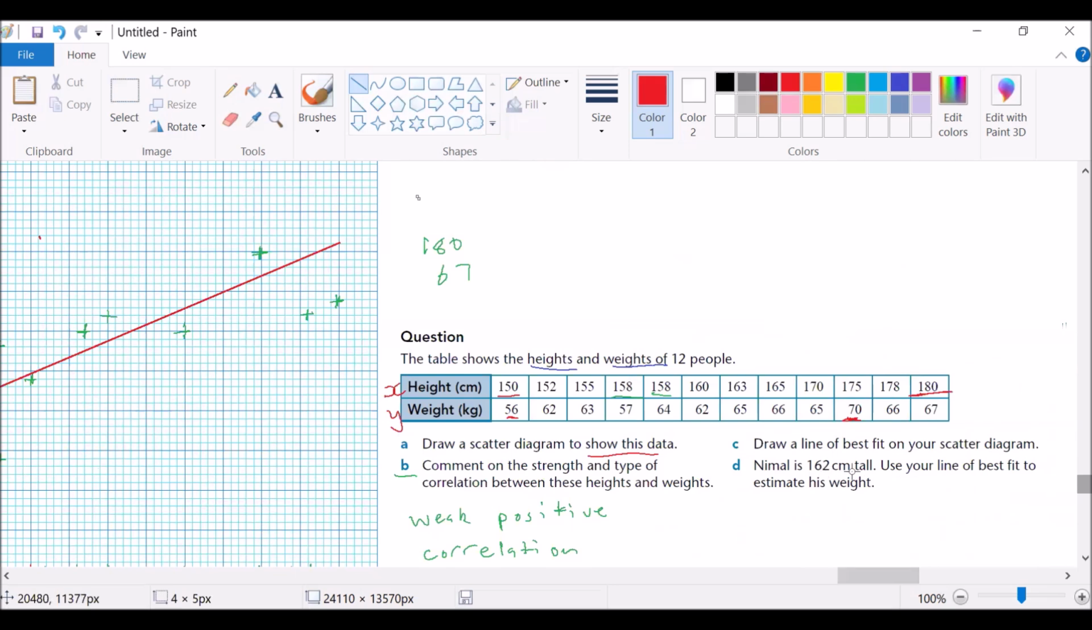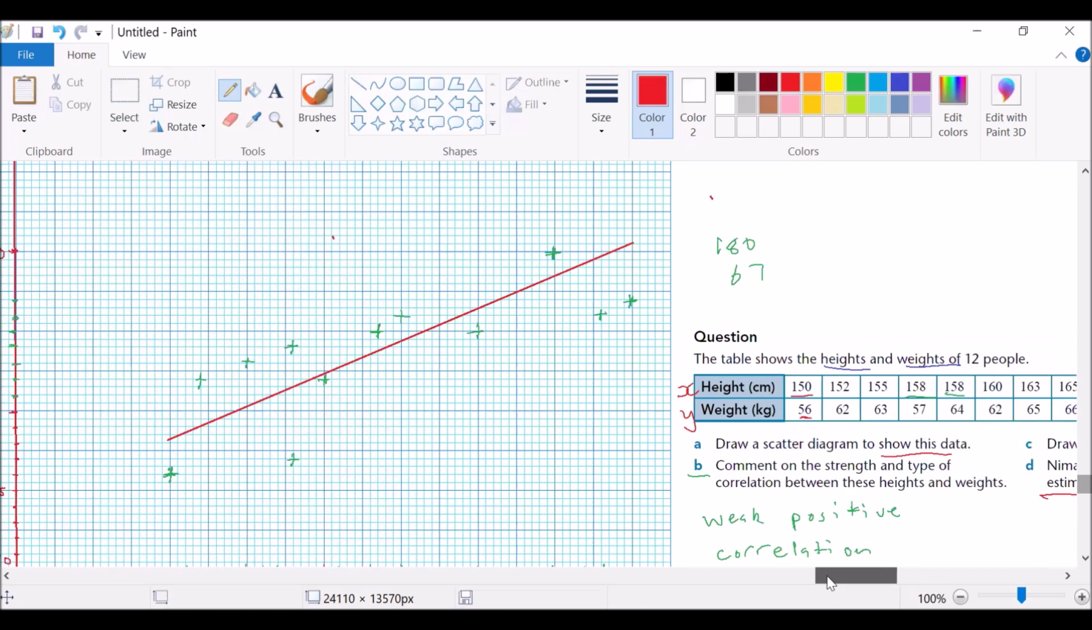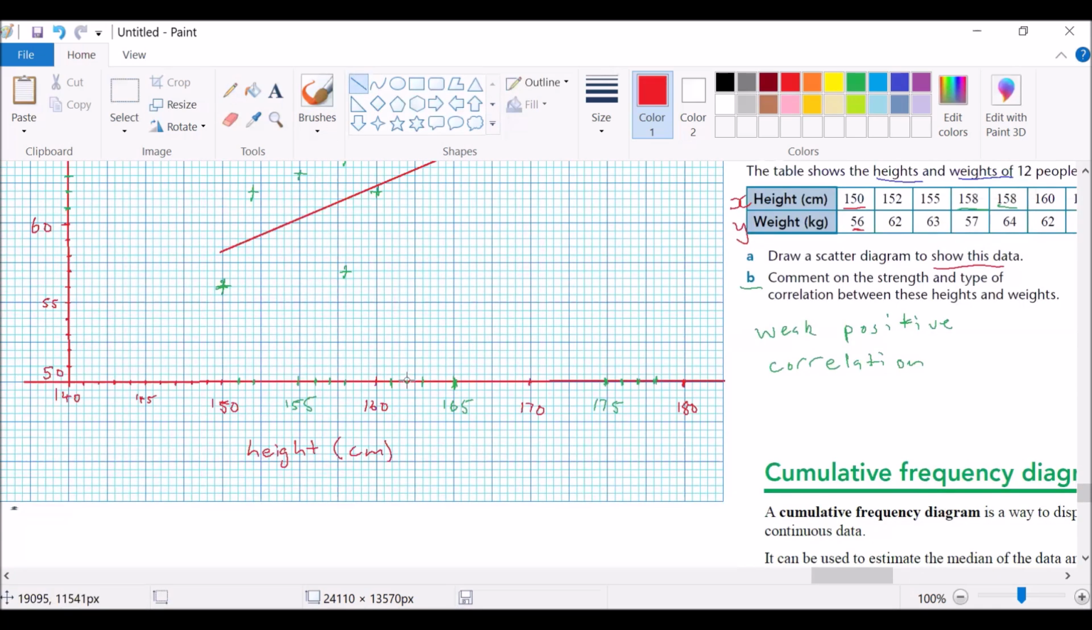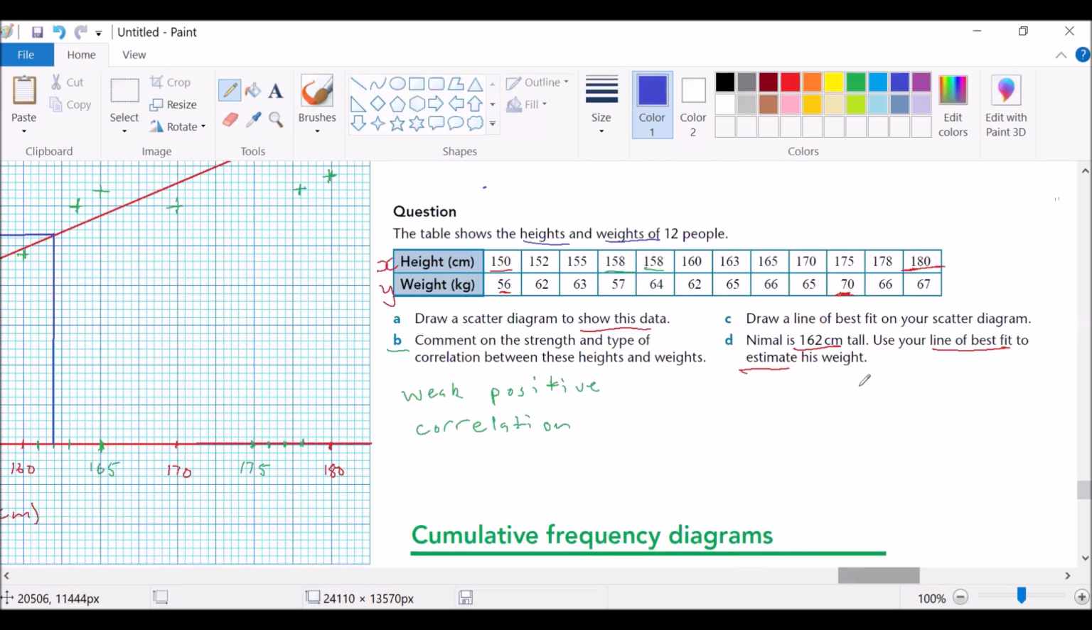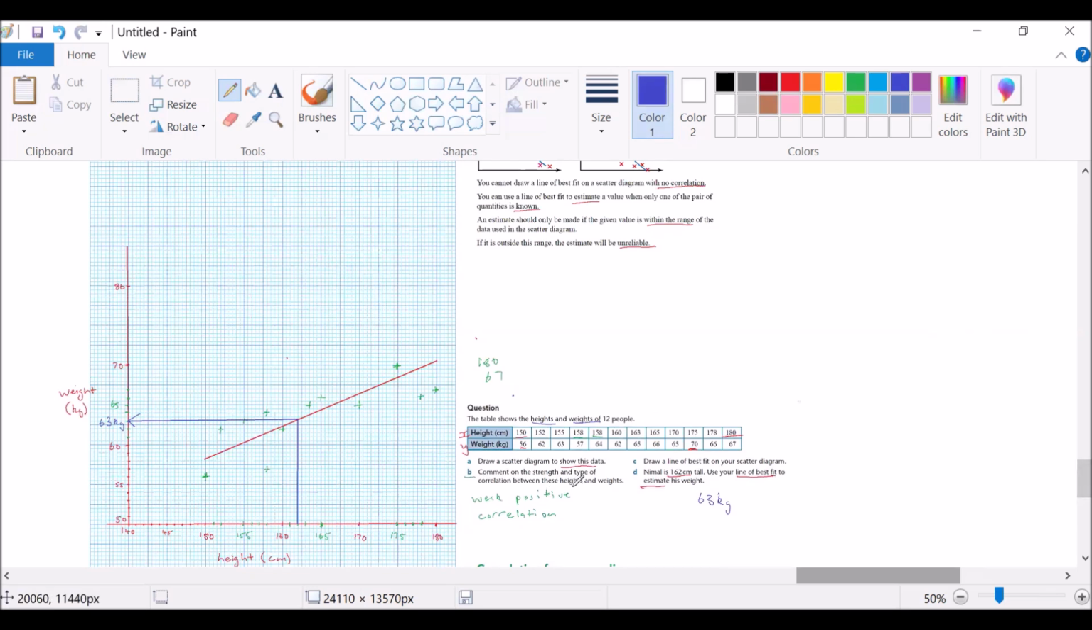Nimau is 162 centimeters tall. Use your line of best fit to estimate his weight. So we go to 162 centimeters. So this is 162 centimeters. Take it up to the line, then take it horizontal to find the corresponding weight. So this is the value of the weight we are interested in, which is 63 kgs. So our answer for this is 63 kgs. So this is the answer to our question.